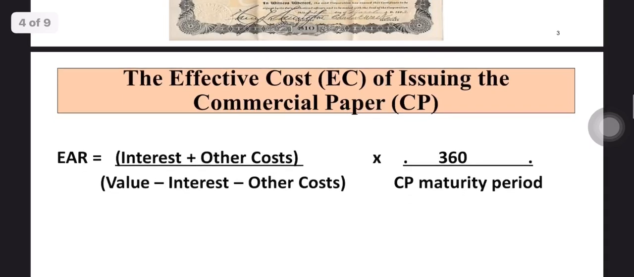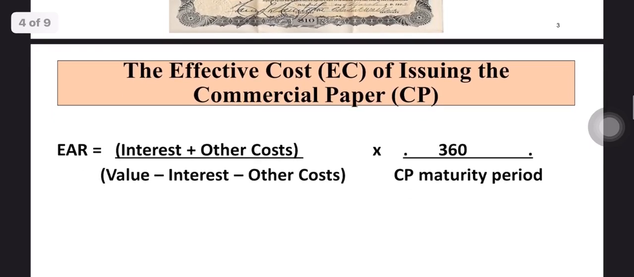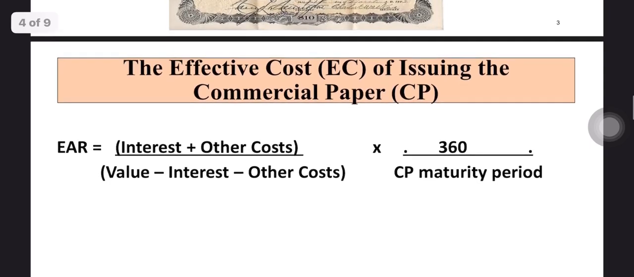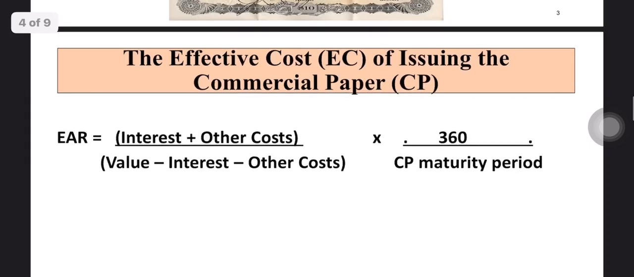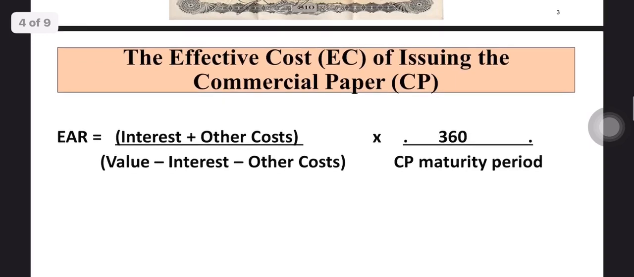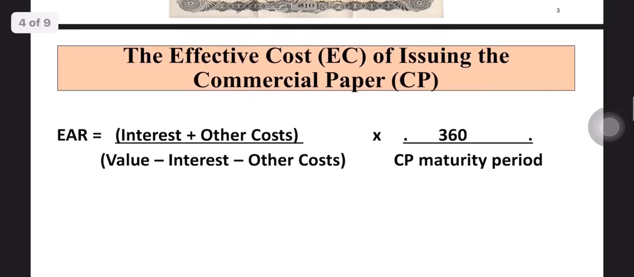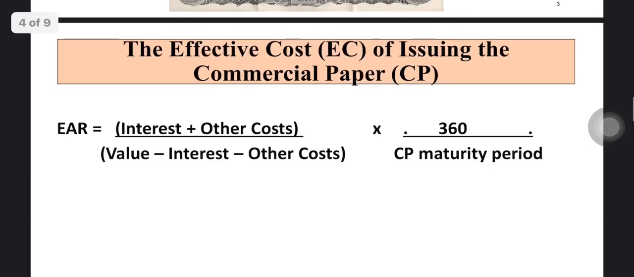Okay, next is the formula to calculate the effective cost of issuing the commercial paper. The effective cost or the effective annual rate formula is interest plus other costs divided by the commercial paper value minus the interest and minus other costs, times 360 over the commercial paper maturity period.